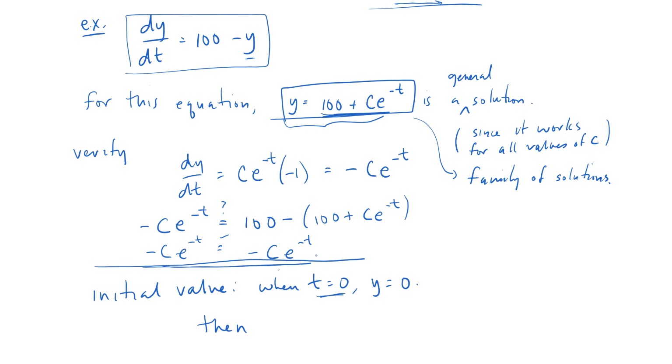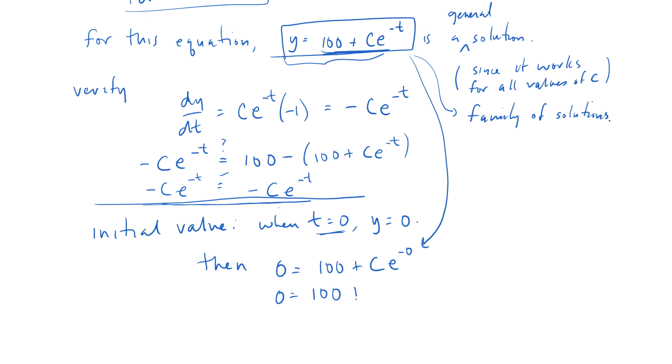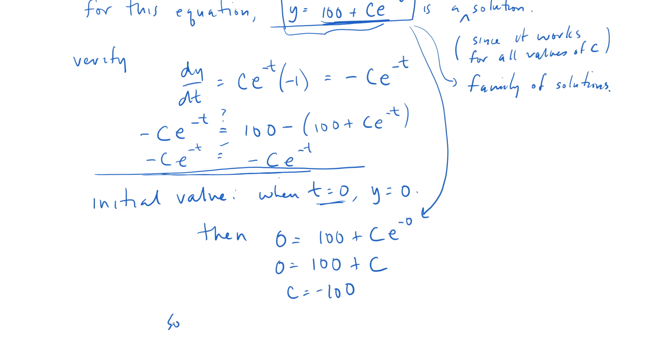Okay, well, if that happens, then I can use this to find c. Then from this equation here, I get 0 equals 100 plus c e to the negative 0. 0 equals 100 plus c, because e to the 0 is 1. So then c equals negative 100. So y equals 100 minus 100 e to the negative t is what we call a particular solution.